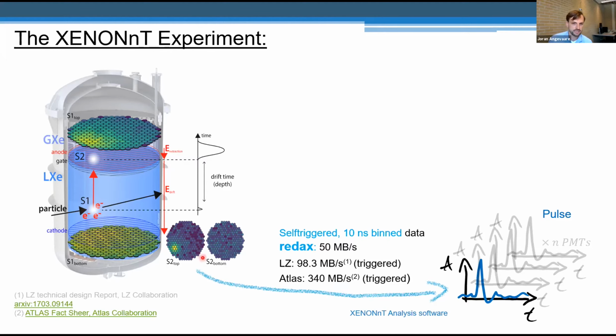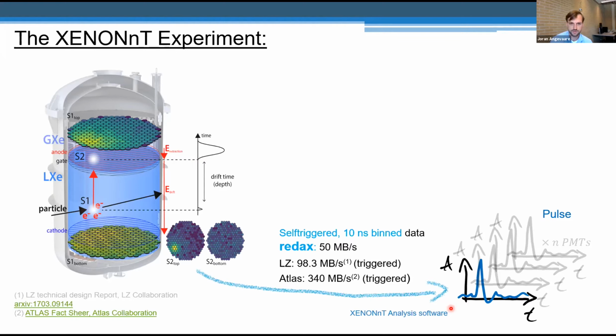Let me stress again that each of these channels is read out in a self-triggered way. That means that there is actually no trigger globally applied to this data. Nevertheless, we're able to store all of this data because we're a rare event search. So all of this data is making it to disk, and from then on, it's Python only.